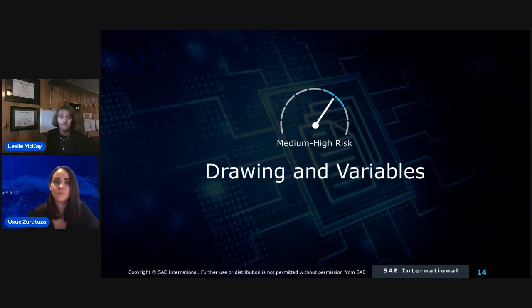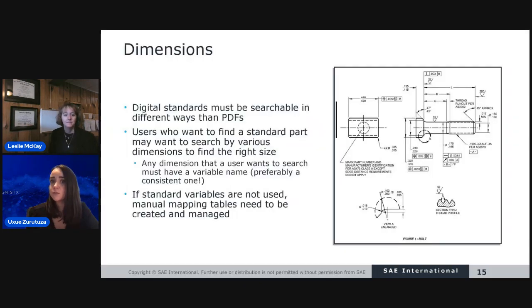So yeah, as Leslie mentioned, digital standards must be searchable in a different way than PDFs are. So for instance, as she was mentioning, users might want to search and compare parts based on dimensions to find the right part that they are looking for. For example, a design engineer might want to find a ball number with a given length limit, for instance. For that, it is required to have consistent dimension names in order to provide accurate results, and otherwise manual approaches need to be used to standardize dimension names.